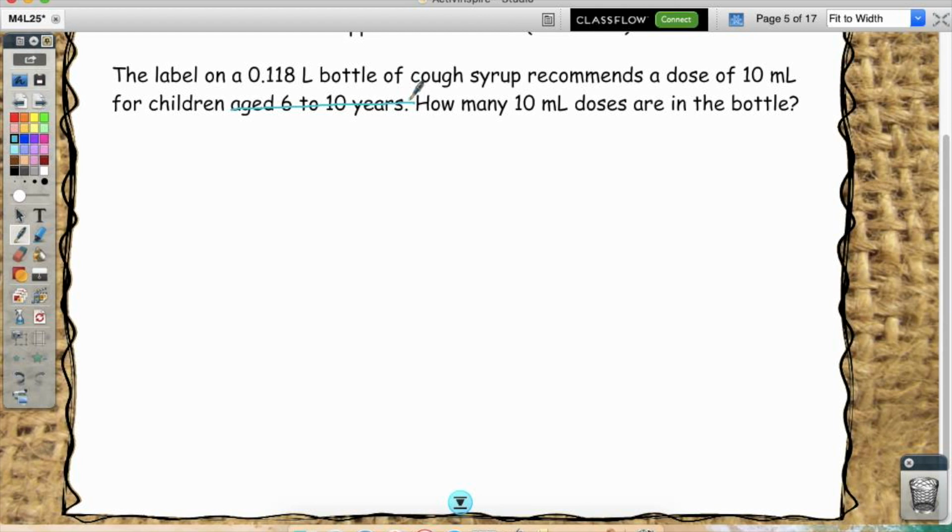So here's what we've got. We've got 1/8 liters, and we've got 10 milliliters. Okay? And do you think we need to add, subtract, multiply, or divide?